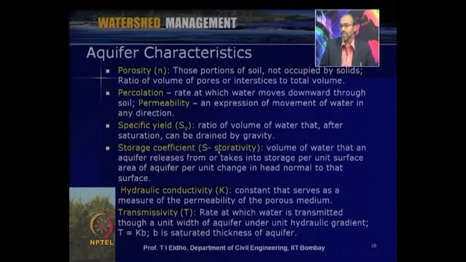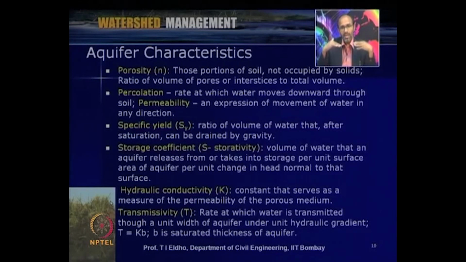And then storage coefficient, or generally called storativity. Storativity is the volume of water that an aquifer releases from or takes into storage per unit surface area of aquifer, or per unit change in head normal to that surface. Generally, we mention the storage coefficient for confined aquifers, or sometimes for unconfined aquifers also, depending upon the way it is specified within the equations. And then another important term is hydraulic conductivity, generally denoted by the symbol K. This is a constant that serves as a measure of the permeability of the porous medium: how much water can move through the soil medium from one location to another.